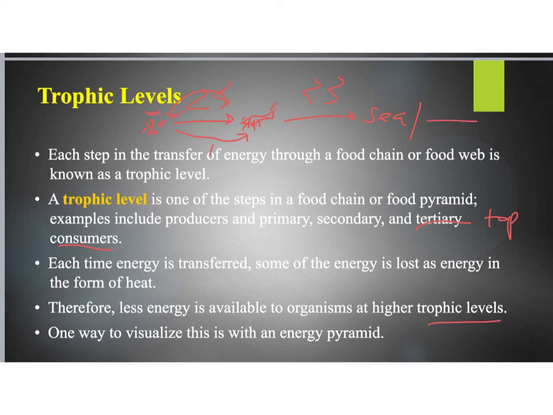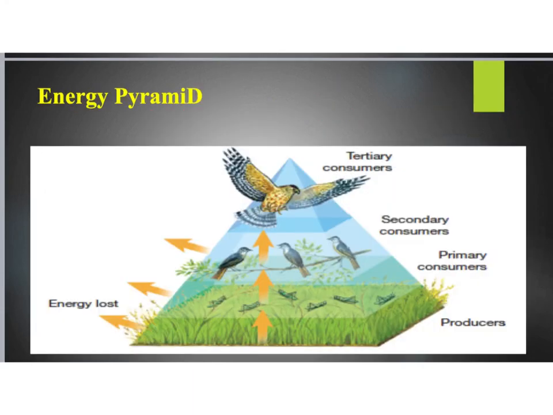So if we kept on going to the whale here, all that energy that went through these other trophic levels, from the second trophic level to the third, a little bit of energy gets lost each time. So the whale has less available to it in the ecosystem than the consumers at the lower trophic levels, okay? And we usually use an energy pyramid to visualize that, so let's take a look at that.